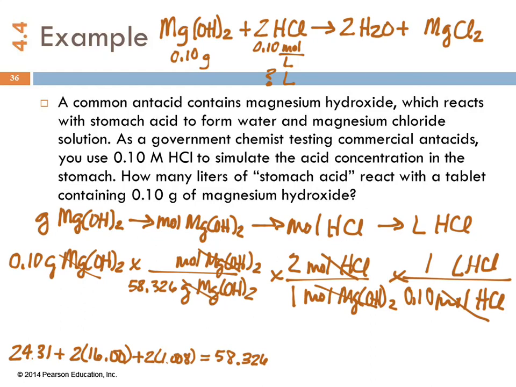0.1 divided by 58.326, times 2, divided by 0.1. Two sig figs: 0.034. Agree or disagree? You can't vote if you don't actually have your calculator out. Close only counts in horseshoes and hand grenades. Any questions?